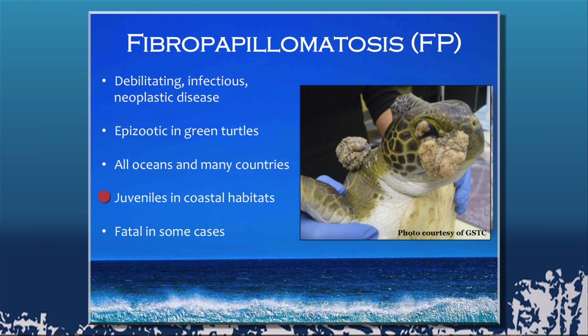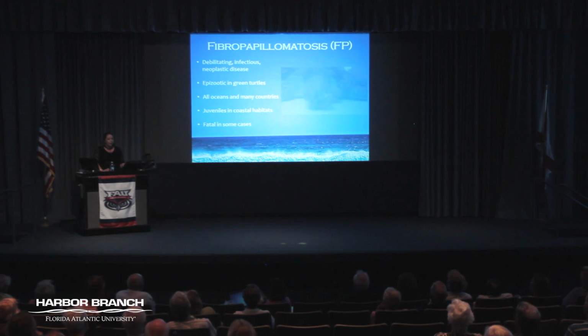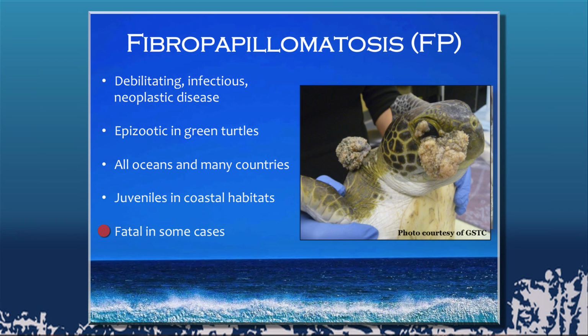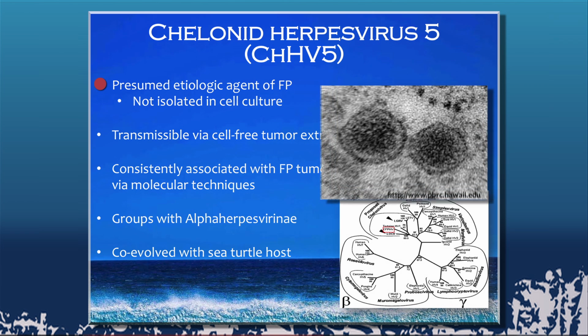It tends to mainly affect juvenile green turtles after they migrate back to their coastal habitats, so usually around 4 to 7 years old. They can have tumors on any part of their body, including internal organs, and it can be fatal in some cases. There's a virus associated with these tumors called chelonid herpes virus 5. It's the presumed etiologic agent of FP. Here's the virus right here.